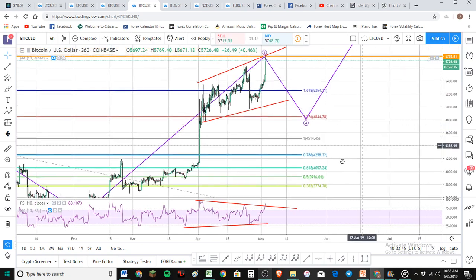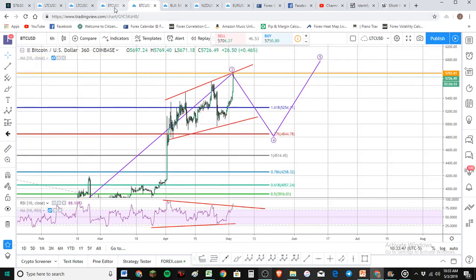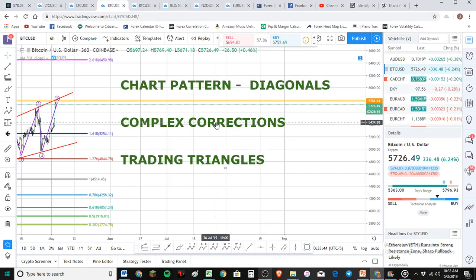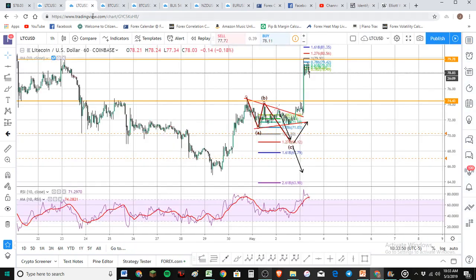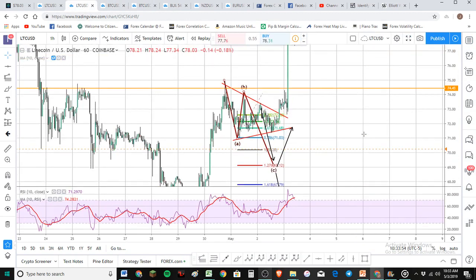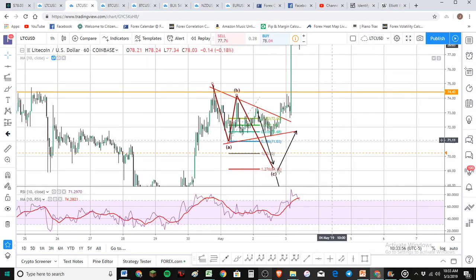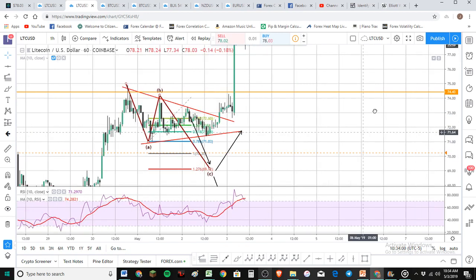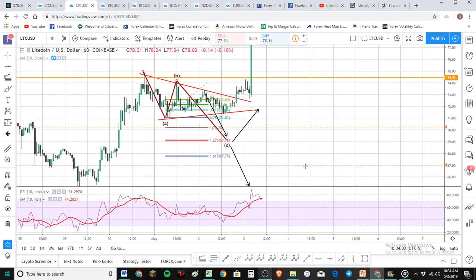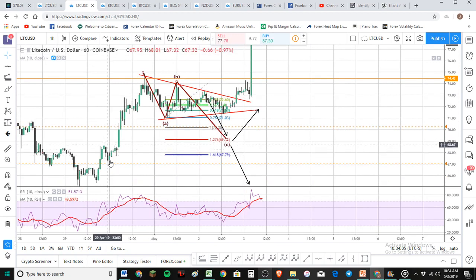Okay, so that's Bitcoin. I want to move to the second topic here and talk about complex corrections. We're going to go over to Litecoin and check that out for a minute. You'll notice that in my call for Litecoin, I was expecting an ABC, and that's a simple correction, and it would make sense here because we really didn't have much of a two wave here. We had a very small two wave.